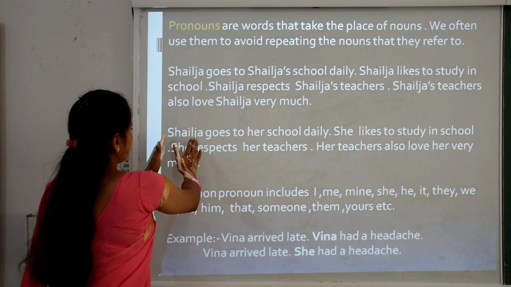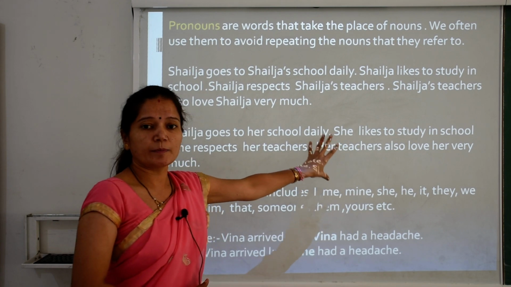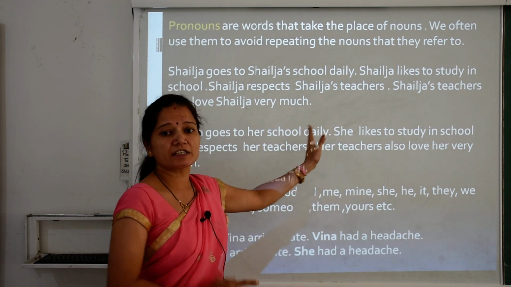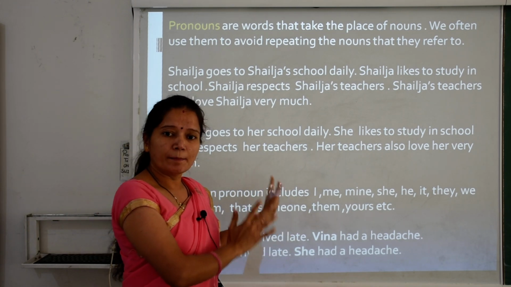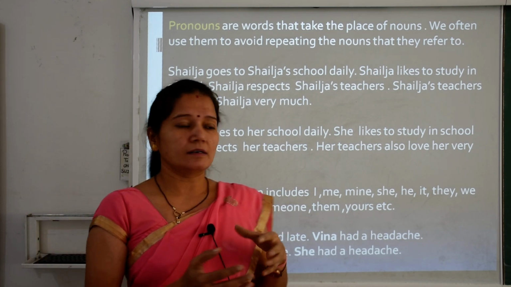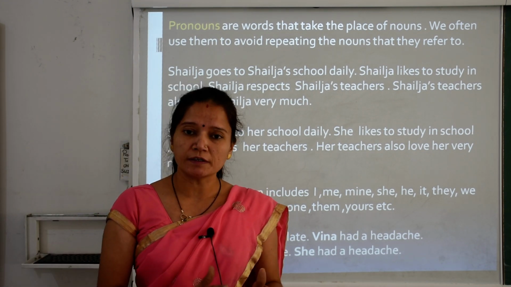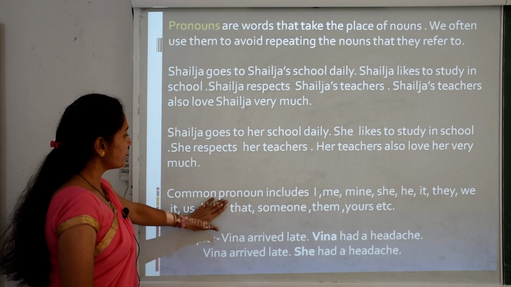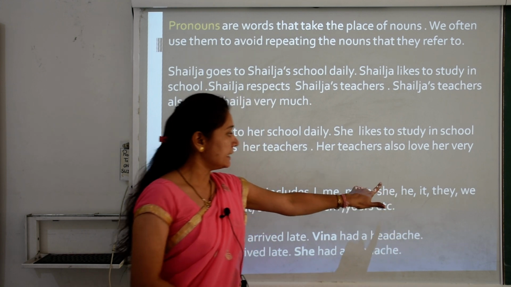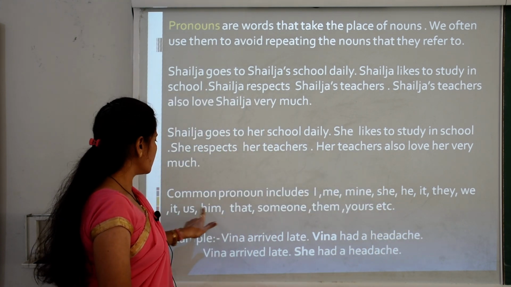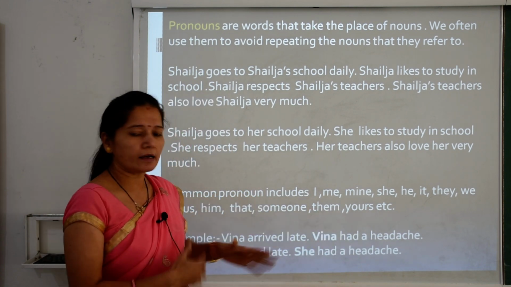So the first proper noun will stay the same, and if the same name is repeating again, what will we use? We'll use a pronoun in that place. Okay, so a pronoun is used instead of a noun. A pronoun is the substitute of a noun. Common pronouns include I, me, mine, she, it, he, they, we, us, him, that, someone, them, yours, etc. So these all are pronouns.